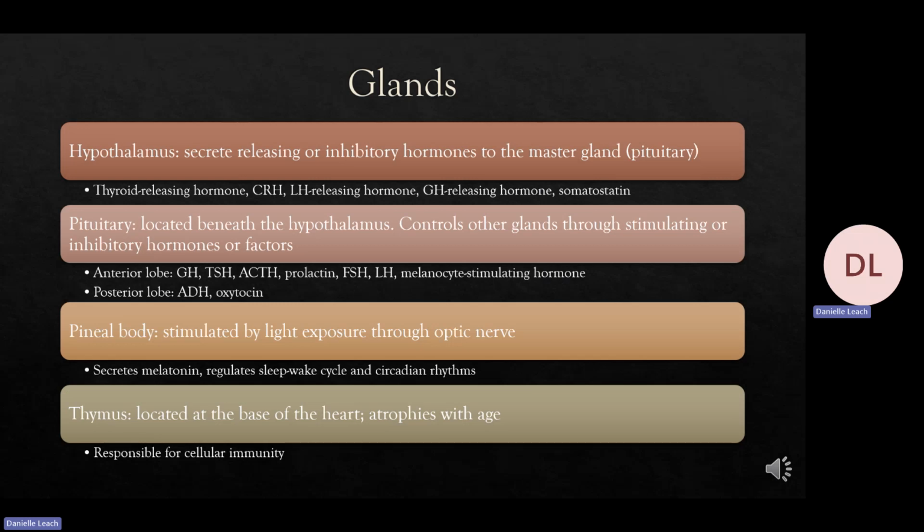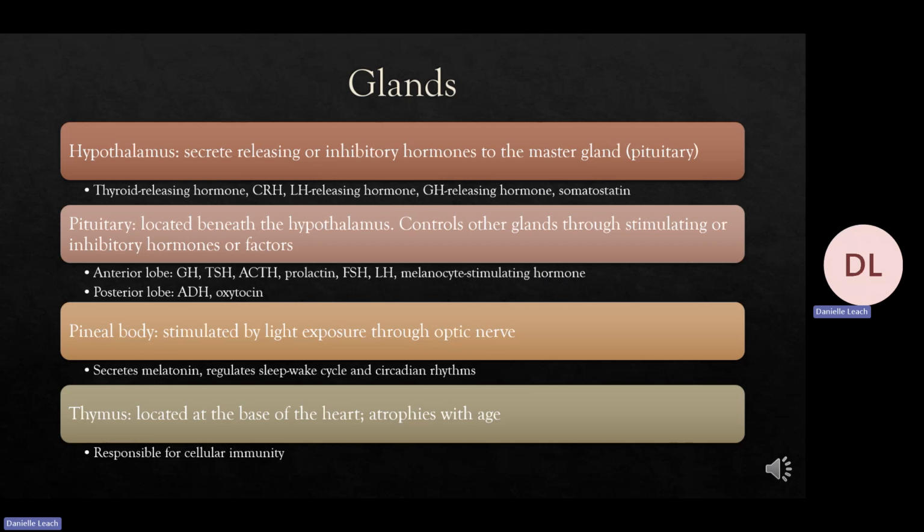Then the posterior lobe secretes antidiuretic hormone, also called vasopressin, that stimulates the kidneys to absorb and conserve water and increases blood volume. And then oxytocin or Pitocin stimulates smooth muscle contraction and milk letdown.